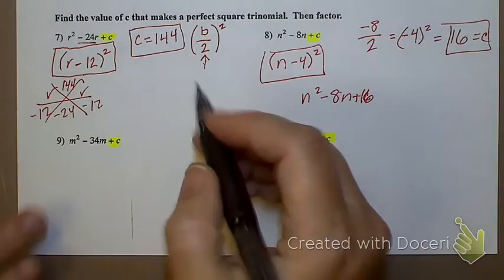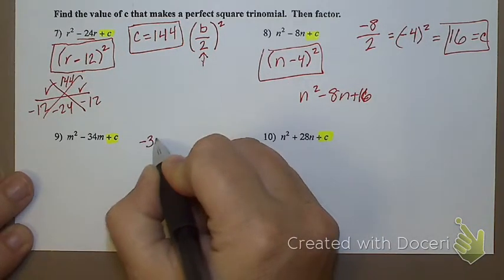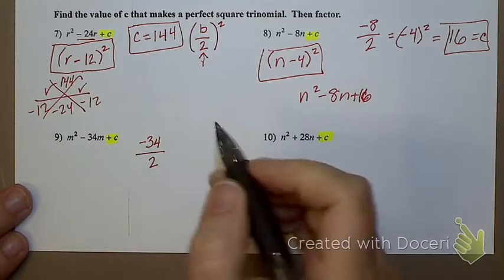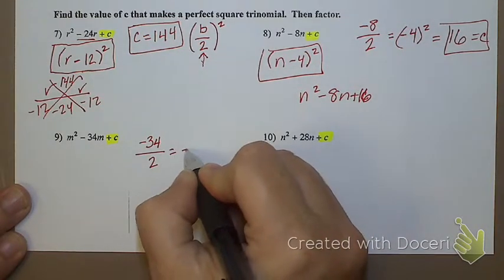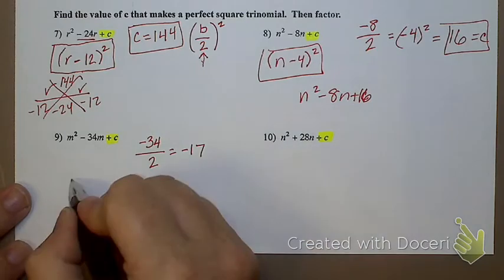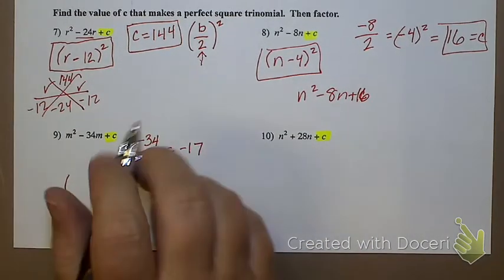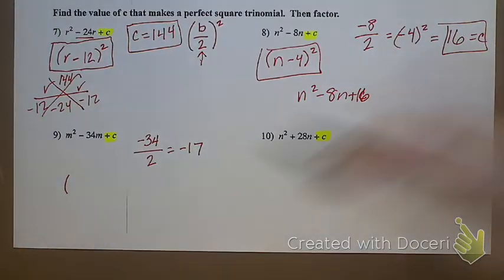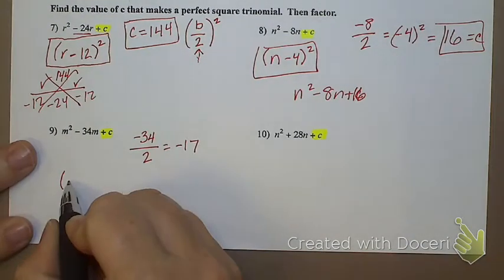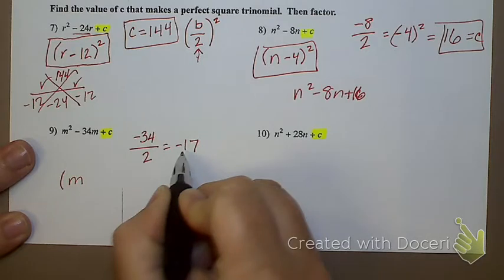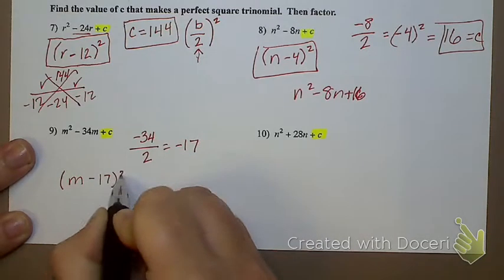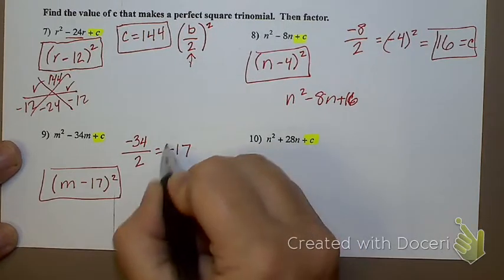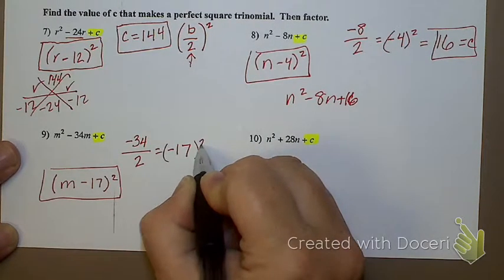What is C going to be? I take negative 34. What do I divide it by? 2. What does that give me? Negative 17. So that means it's going to factor into what? M minus 17 squared. Save myself the snowflake. And what is C going to have to be? It's going to have to be negative 17 squared.